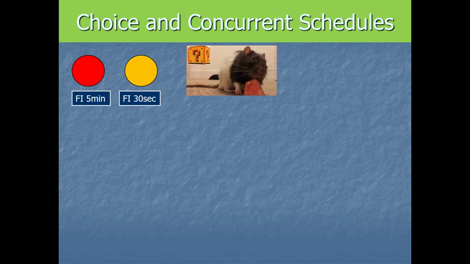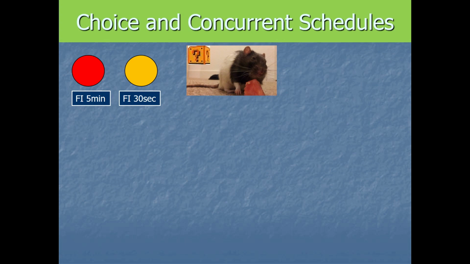What if we set up a concurrent schedule, so two choices, but with fixed interval schedules of reinforcement? So the red option here might be set to a fixed interval 5-minute schedule, meaning you pull the lever, you get a reinforcer, there's a 5-minute delay, exactly 5 minutes before that lever works again. And then the orange might be set up with an FI 30-second schedule. So that one you have less of a fixed interval of waiting before you can pull the lever and get a treat again.